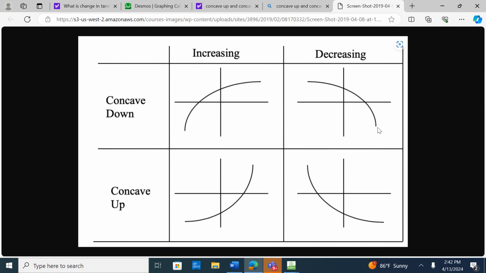Same thing here. We're decreasing from left to right in terms of x values, as we analyze it from left to right. But this is concave down, and then this is concave up. I would definitely draw these pictures in this exact form on the front of the Polynomial Functions Toolbox.